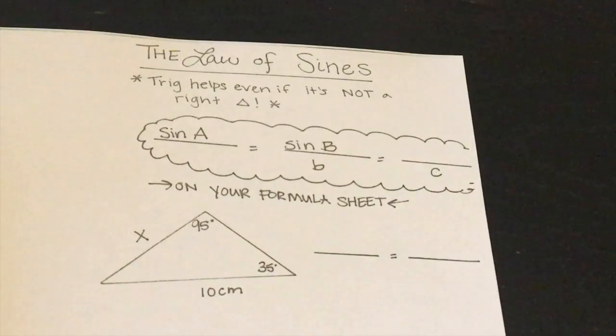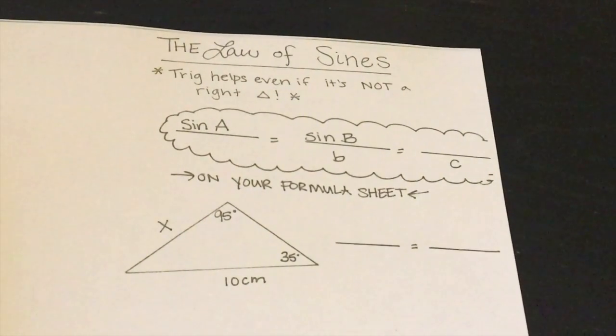We saw in our last concept about finding the area of triangles using trig that sometimes trig ratios can actually be helpful even if the triangle is not a right-angled triangle. So the law of sines and the next concept, the law of cosines, are ways that we can use the idea of sine and cosine to find values even if your triangle is not a right triangle.